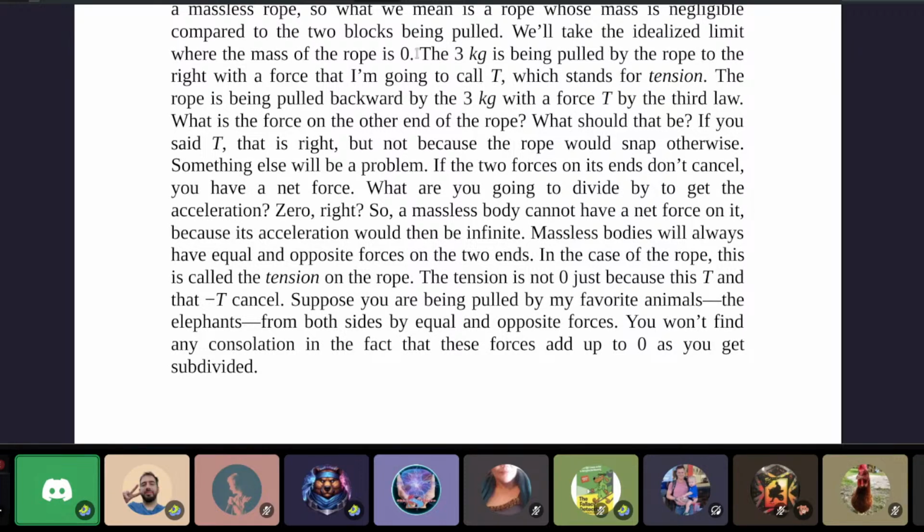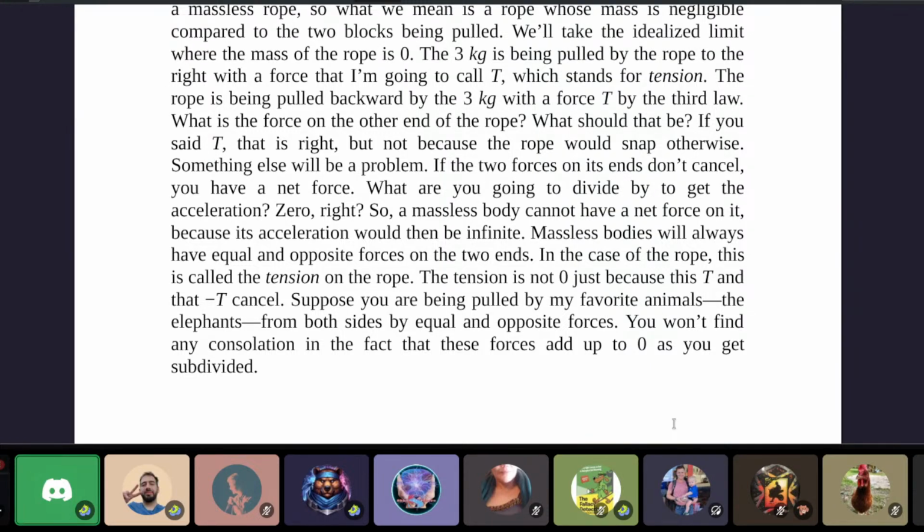The 3 kilograms is being pulled by the rope to the right with a force that I'm going to call T, which stands for tension. The rope is being pulled backward by the 3 kilograms with a force T by the third law. What is the force on the other end of the rope? What should that be? If you said T, that is right.